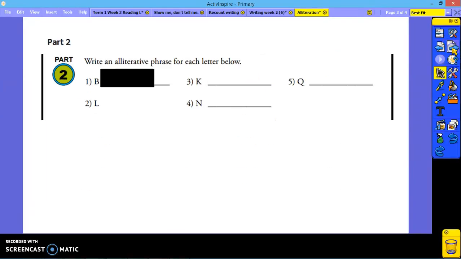Okay, part 2. Write an alliterative phrase for each letter below. So right here we need to come up with 2 words, an adjective and a noun for B, K, Q, L and N. Okay, so I'll give you an example for B. Big bird. We've got our adjective as big and our noun as bird. So come up with one of those for K, Q, L and N.